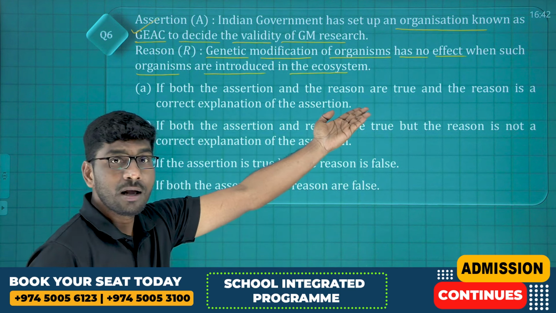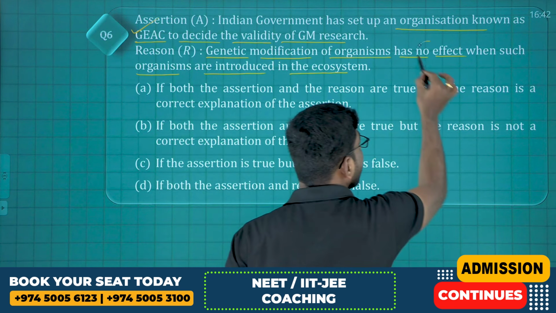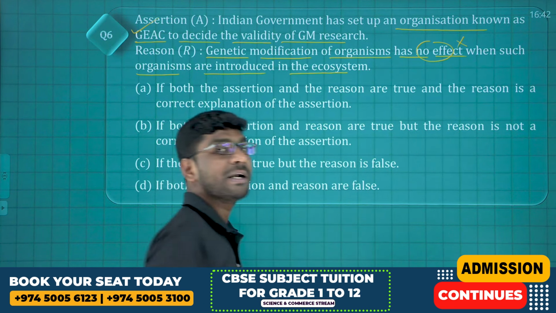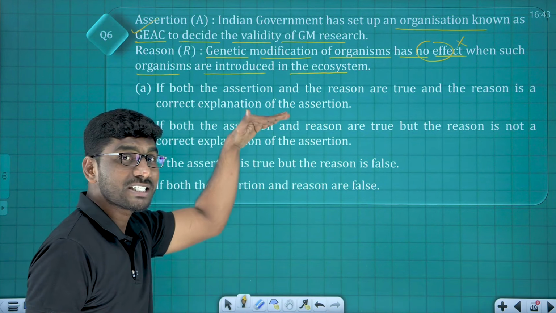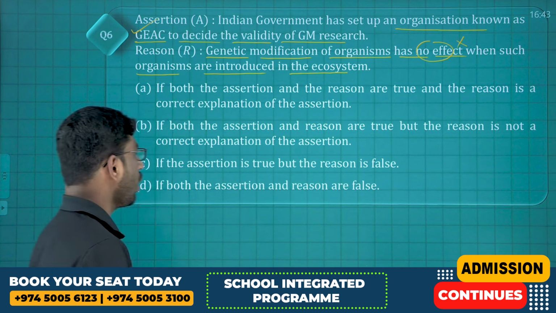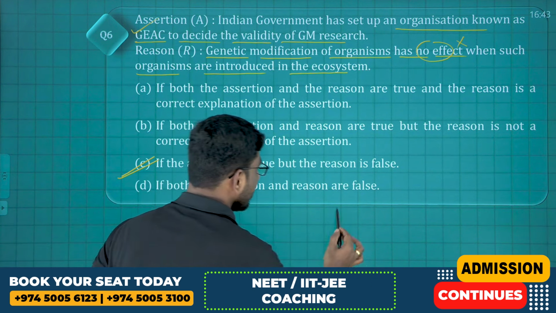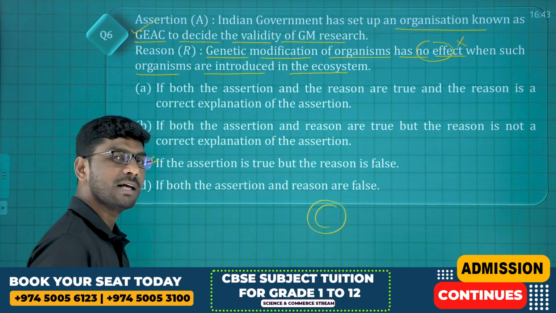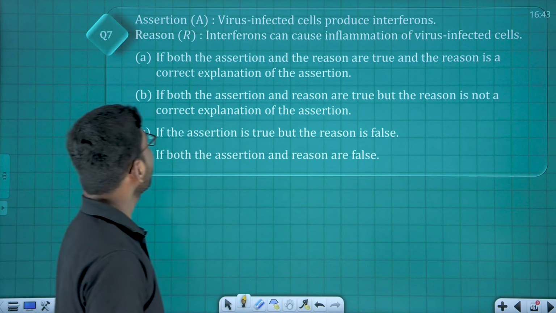It's no effect? Unpredictable effect is given in the CRT. It is not no effect, this is wrong. Unpredictable effect. Clear? So this time also the assertion is correct, the reason is wrong. So I'm going with option C. If the assertion is true but the reason is false, option C is the correct answer. Next question.